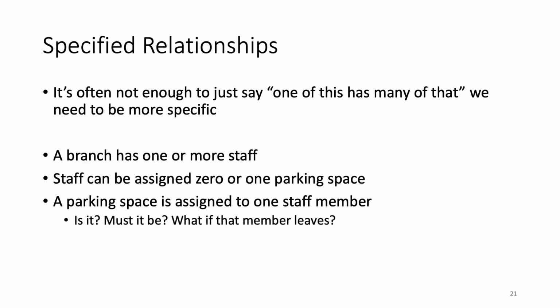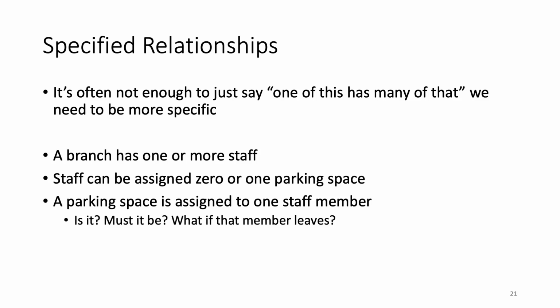So often we need to specify things. We go beyond one or more than one. We actually want to say one of this has many of that, and is it one or is it at least one? So I might have 0 or 1 driving licenses, but every driving license must have one person. If a driving license exists, it can't exist for no one. Therefore, it must be tied to a person, but a person doesn't have to have a driving license. So we need to be more specific, and we can sort of say a branch has 1 or more staff. Can a branch exist if it has no staff? Staff can be assigned 0 or 1 parking space. A parking space is assigned to 1 staff member.